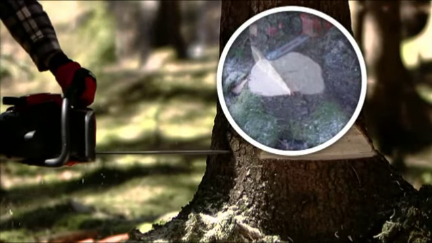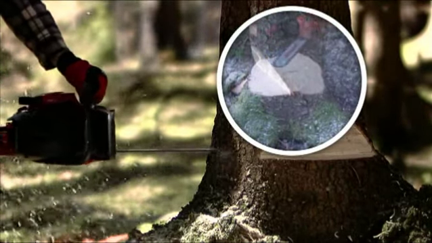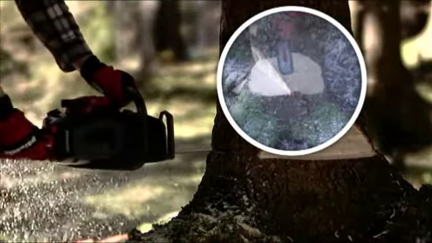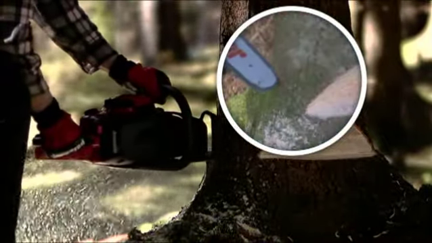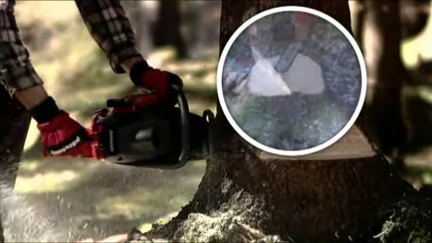Start by sawing the felling cut by making an insert from the side of the trunk. When making the insert, it is important to start with the bottom of the guide bar to avoid kickback. Now move backwards around the tree.